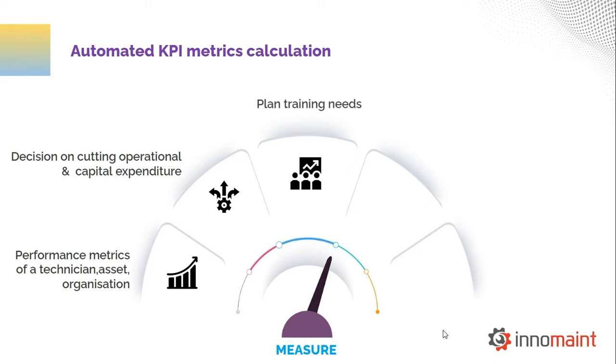Next one is plan training needs. By seeing a technician's performance, if their performance is very low, you can actually plan for their training needs. The next one is the establishment of performance benchmark. In our Innomaint application, we have a performance benchmark to see the technician's first time fixed rate (FTFR). This helps you to measure your technician's performance in resolving an issue in the first go, without taking much time, and completing the task in the first go.